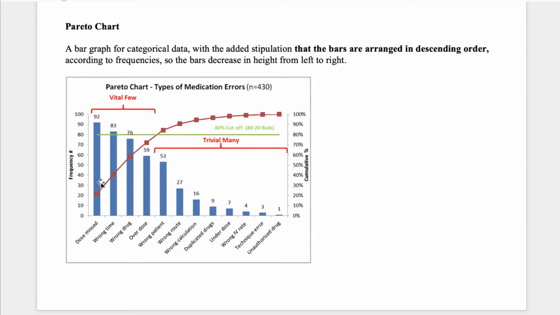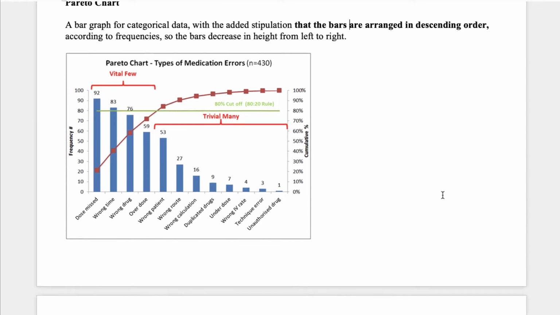But they're really interested in these 92 problems, where the dose was missed. So we go for the most, and then it goes down to the least. So these ones aren't as important. They're not going to worry so much about these. They're going to work on these values here, the vital few, they call it. So it's ordering from highest to lowest, left to right.